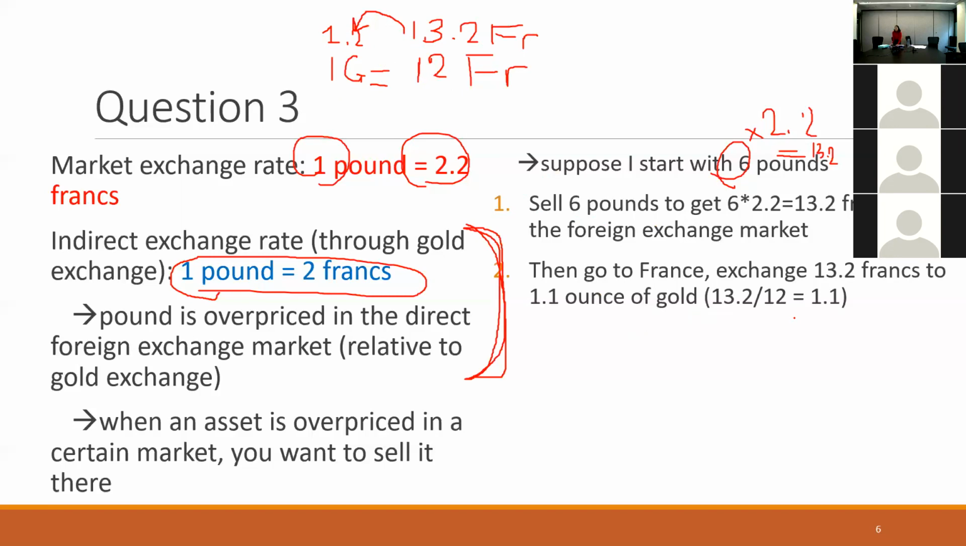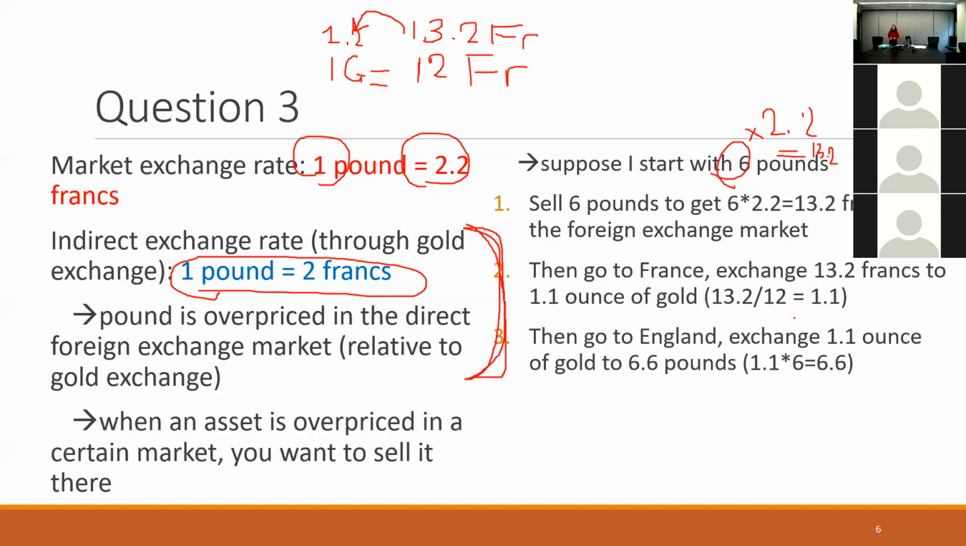Okay, so once I get the gold in France, I will then go to England and exchange the gold back into the pounds, right? So let's recall from the previous slide. For 1 ounce of gold in England, you can exchange it for 6 pounds, yeah? So if you have 1.1 ounces, how many pounds can you get? Yes, I've got an answer here. 6.6. Yes, Isabel, spot on.